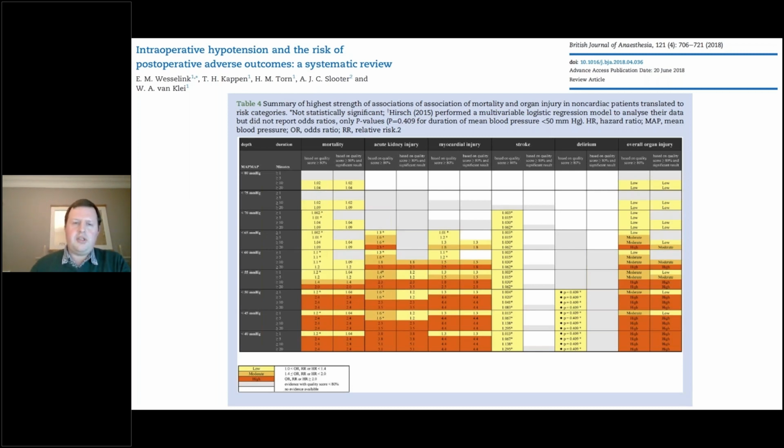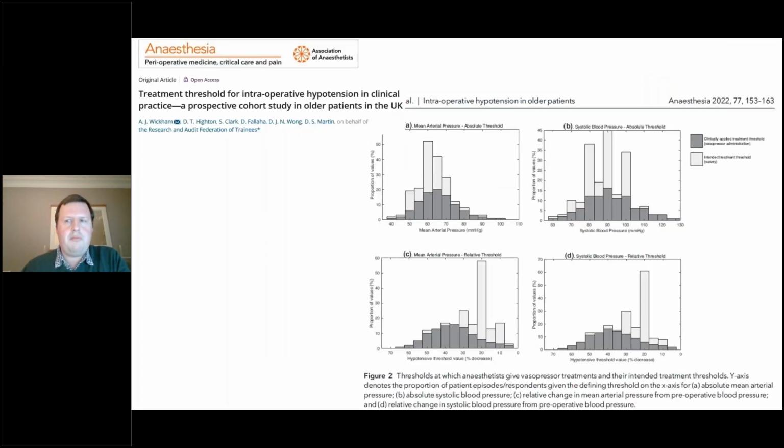But what we do also know is that we're not brilliant at treating hypotension, and what we say and what we do are different. So this study from Wickham and colleagues, which was done as part of one of the RAFT studies, asked people when they intended to treat a given blood pressure. So most people here would say that they intend to treat blood pressure when it goes down 20% from the baseline.